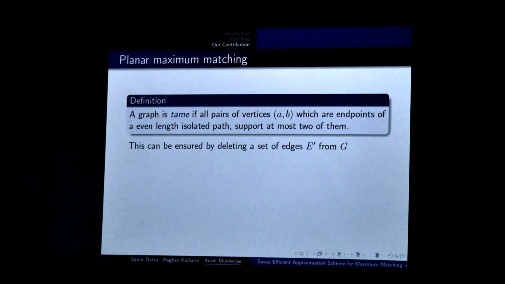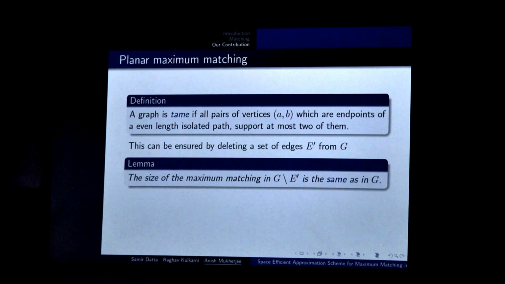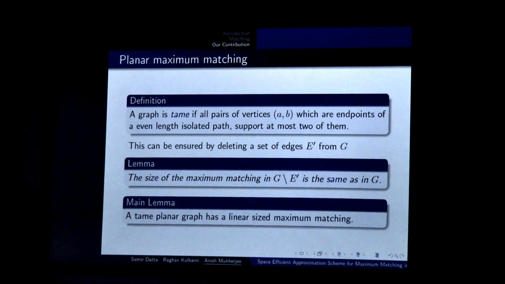Given any graph, we can make it tame just by deleting some edges, namely some edges on these 2 vertices A and B. And the nice fact is that even if we remove these edges and make it tame, the matching size remains the same. And so the main lemma here is that a tame planar graph contains a linear size matching. Either it contains a linear size matching, or you can do some tinkering so that it becomes a graph with a linear size matching.